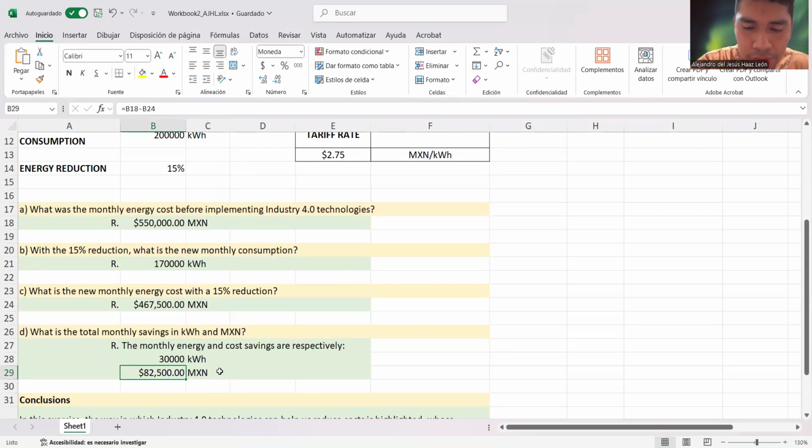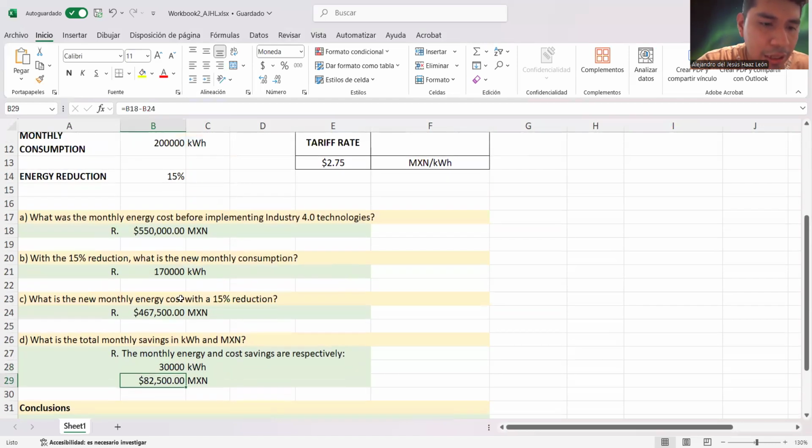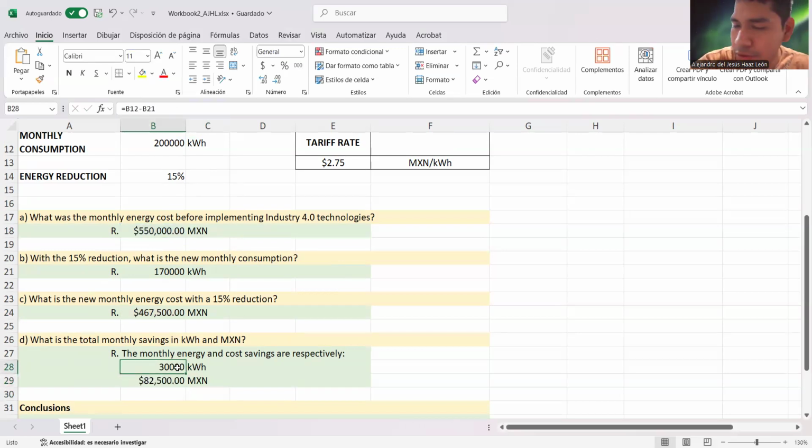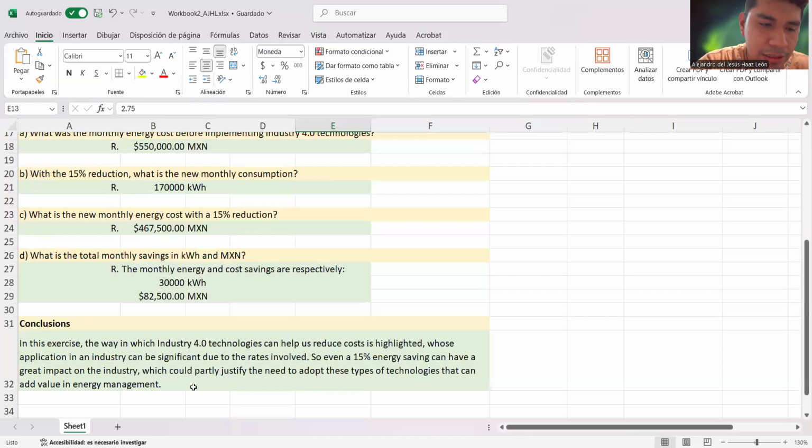There are two ways to make this. We choose this way that is about subtracting this minus this, because this is the cost before implementing Industry 4.0 technologies, and this is the new monthly energy cost with the reduction. So we subtract those quantities and we have this. The other way is just multiplying this by this, but it should be the same.